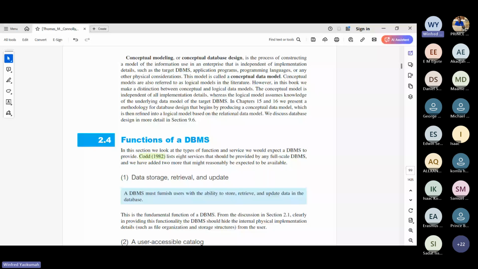And those who did all these things, they do not even benefit from it much. But then we are rather benefiting from the work they did. So Codd listed 8 services that a full-fledged database management system should have. So we will see what he has said, that a full-fledged database management system should have the following.